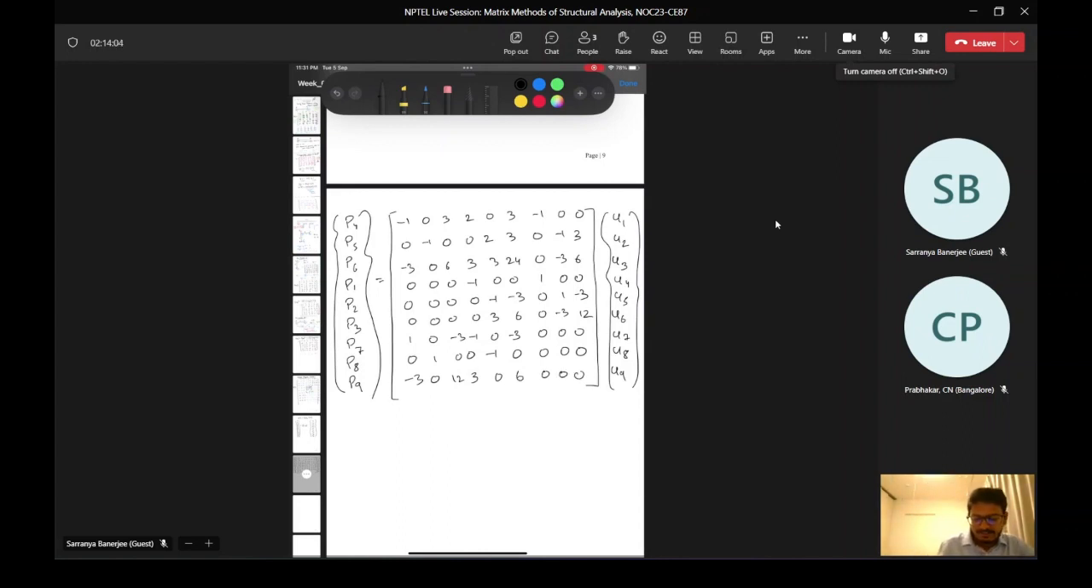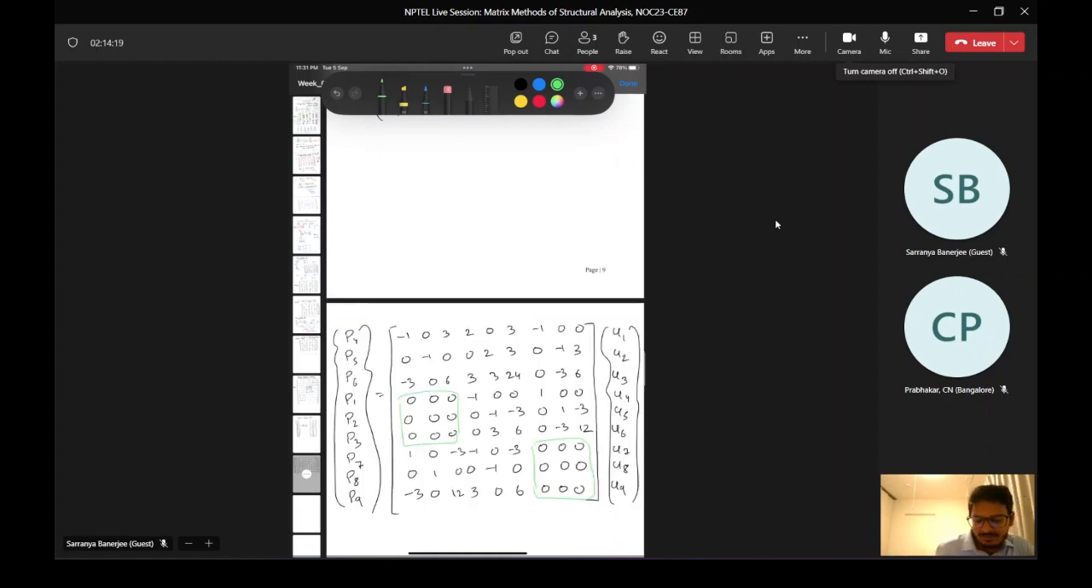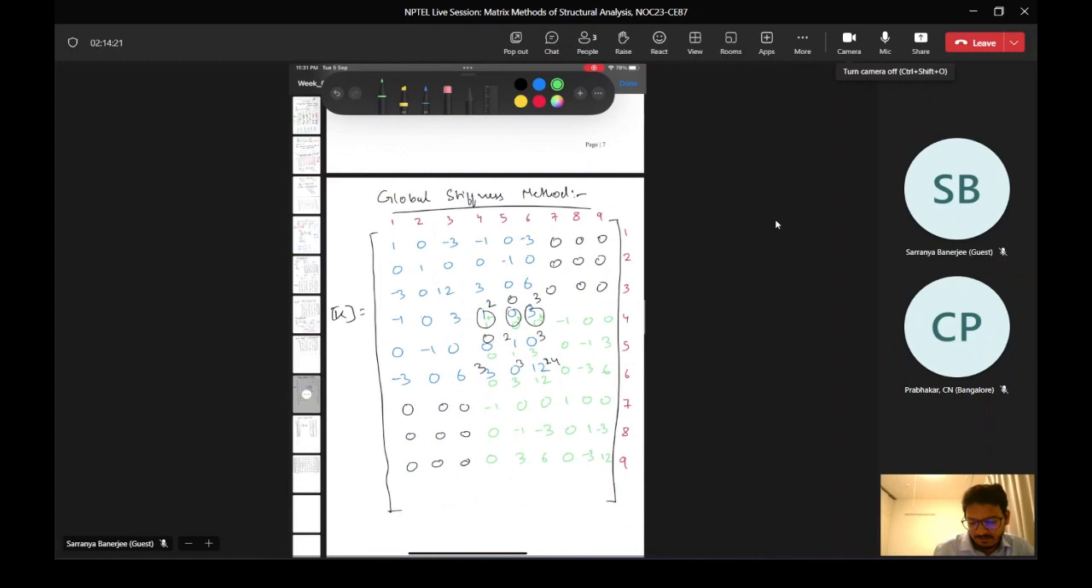Just check the first part. This part is 0 here. The 0 block has come here. But the 0 block here was something like this. So what did I do to the row operation? What have I actually done? Can you identify?